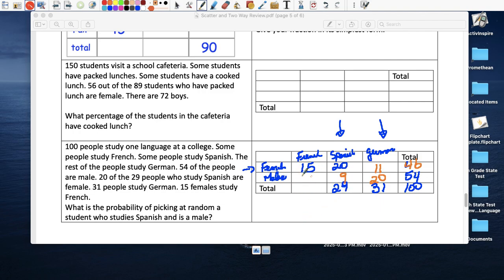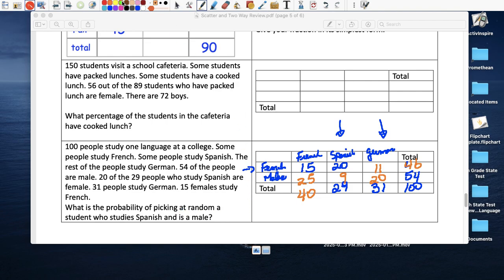We can find males who speak French, so we need a total of 54. So 54 minus 29, this is going to be 25. We can add these two now, we get 40. 40 plus 60 is 100. Yeah, we're good.